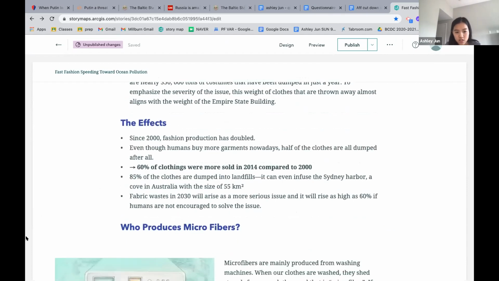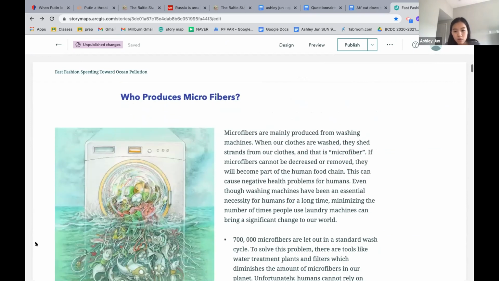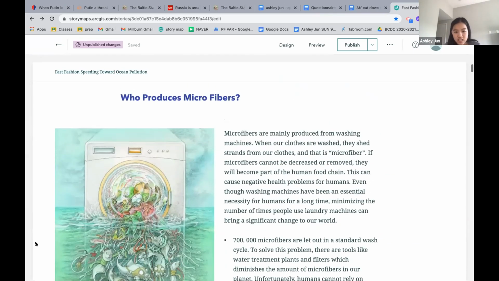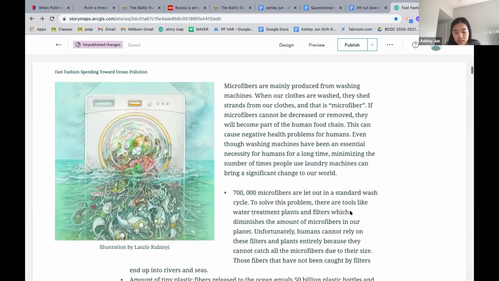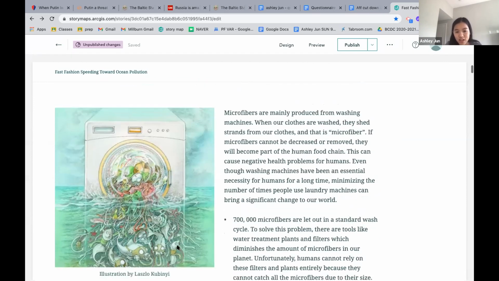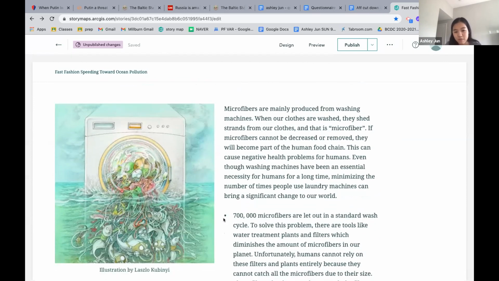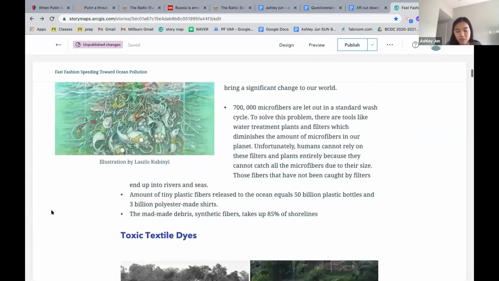There are some quantifications there. And who produces microfibers? I explained how laundry machines are creating an excessive amount of microfibers. This is so important because if you see the quantification here, 700,000 microfibers are let out in a standard wash cycle. So every single household, every time they run the washing machine, is going to release 700,000 microfibers. Adding up all those numbers, that's going to be incredibly high.